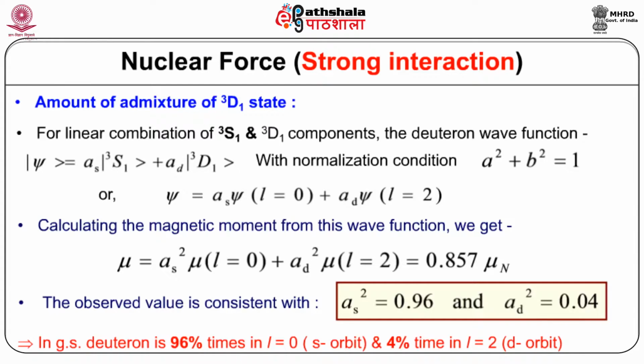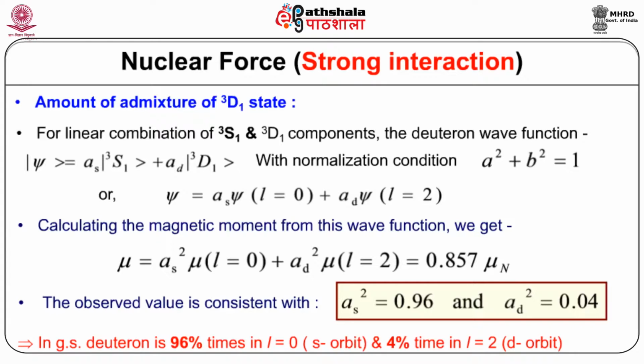m is equal to I. So calculating the magnetic moment from this wave function, we get mu is equal to A_s squared mu(L=0) plus A_d squared mu(L=2), that is equal to 0.857 mu_n. The observed value is consistent with A_s squared is equal to 0.96 and A_d squared is equal to 0.04.